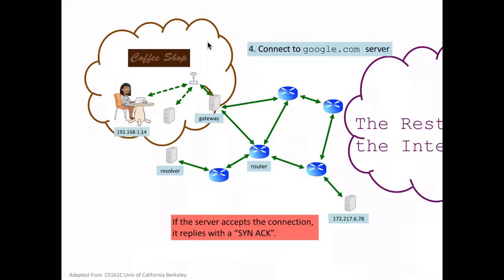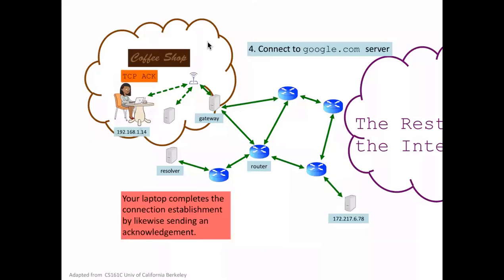So if the TCP server accepts the connection, it will reply back with SYN-ACK. Okay, and that will complete the TCP connection. All right. Now, what's the next step? Now the laptop knows that this is an unreliable connection. So something needs to be done to make it reliable, right?